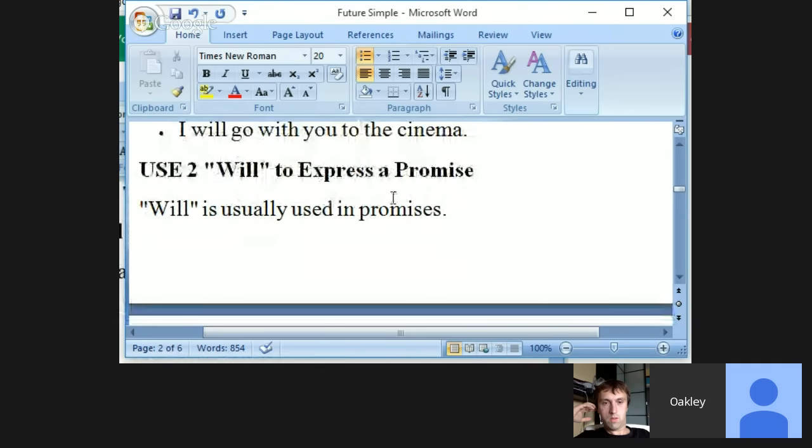Another use. We can use will to express a promise. Very similar to volunteering to do something, not very different at all. We always use will.